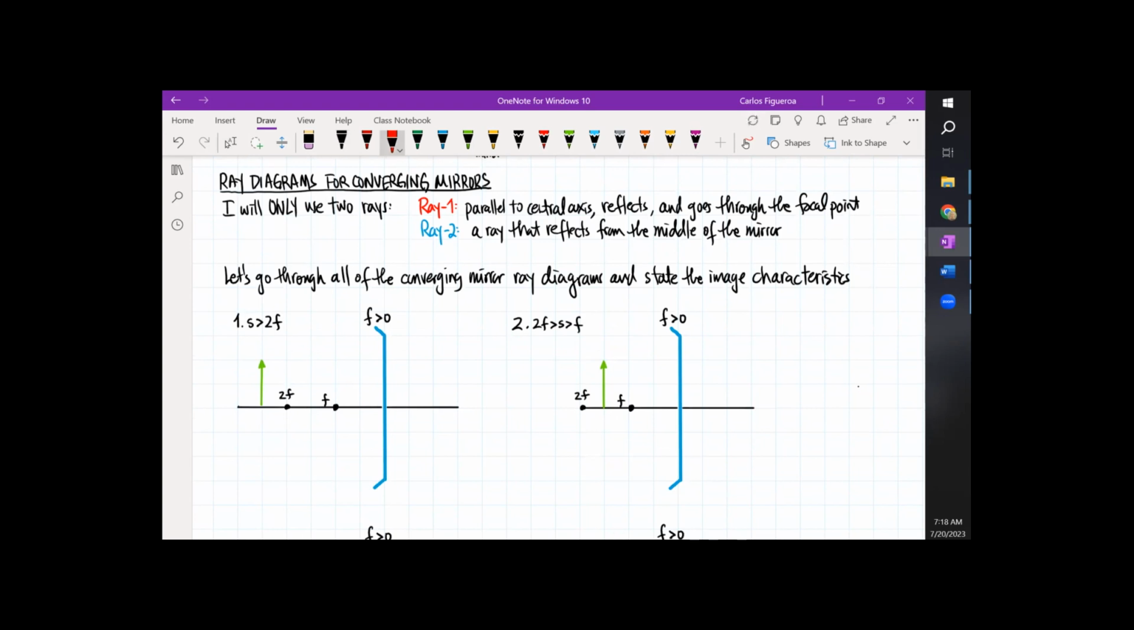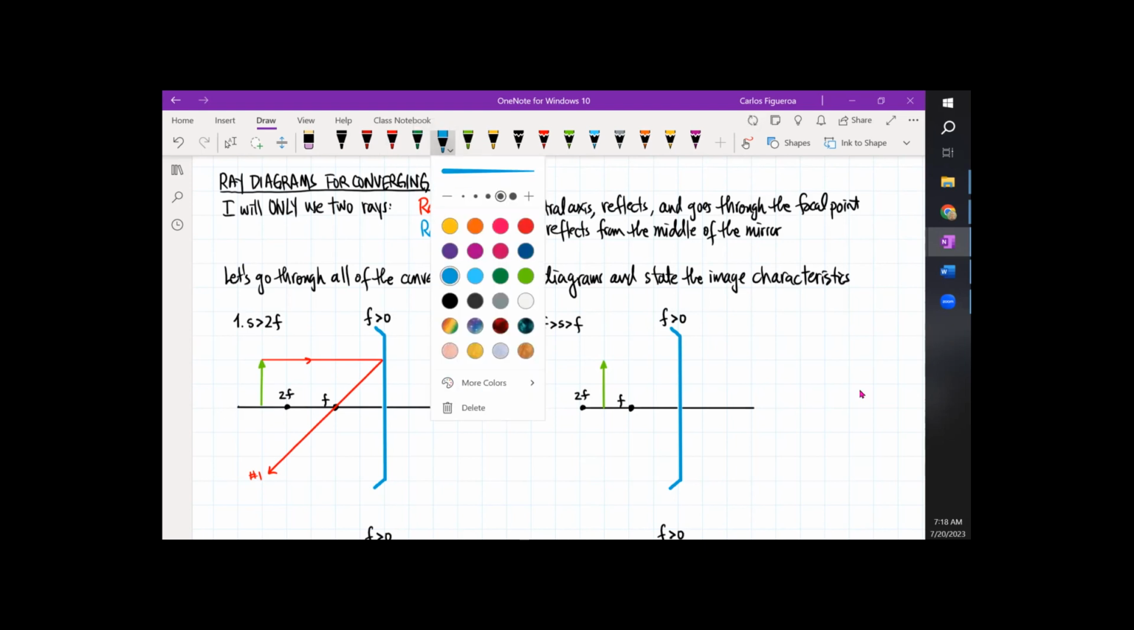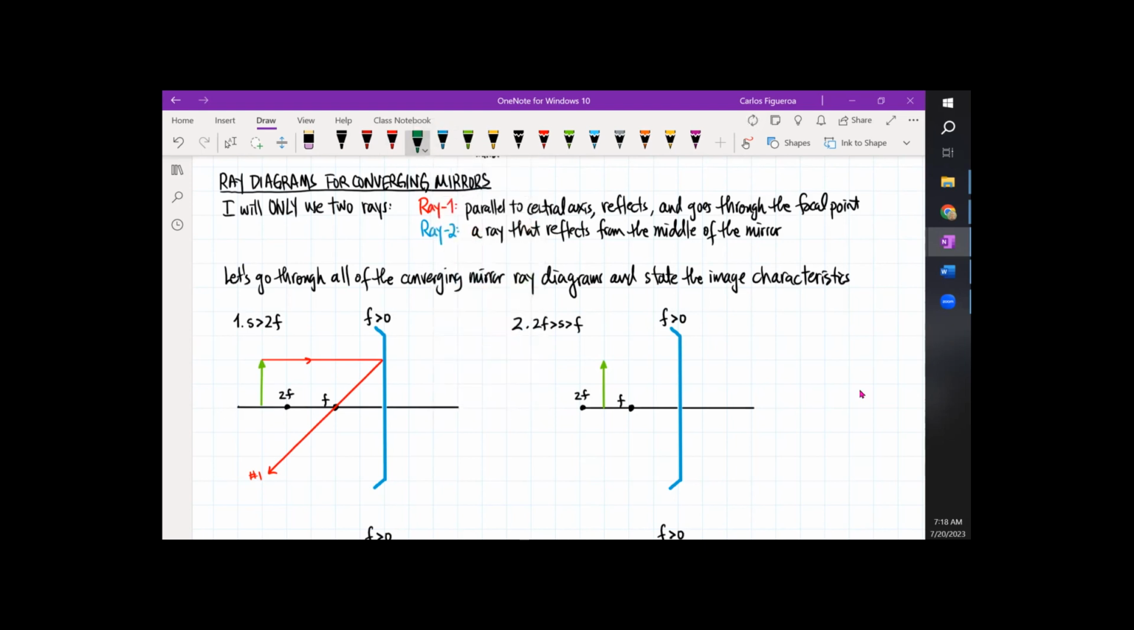So now let's look at ray number 1. Ray number 1 goes parallel, now reflects and goes through the focal point. So this is ray number 1. Now for ray number 2, I think I'm going to use a green.